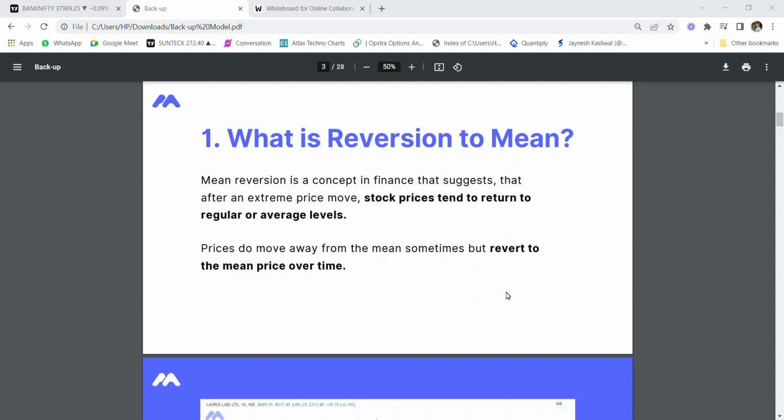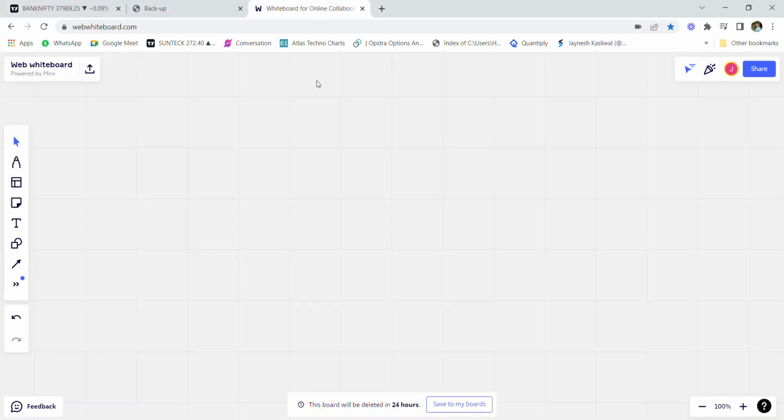And in today's video, I'm going to talk about an intraday mean reversion trading strategy that is also known as backup. So in the last video, we talked about what mean reversion was, where a stock generally pulls back to the moving averages after a huge gap up or gap down.